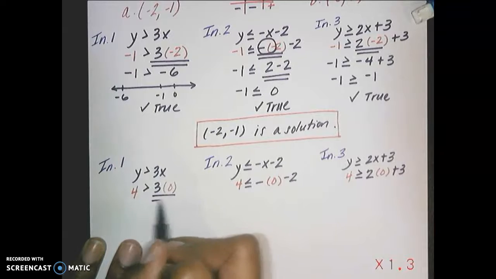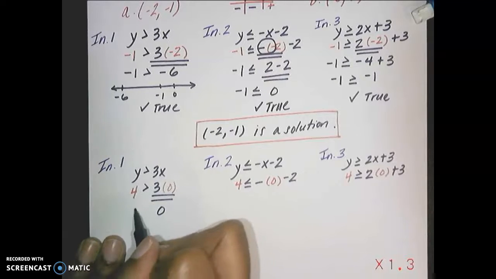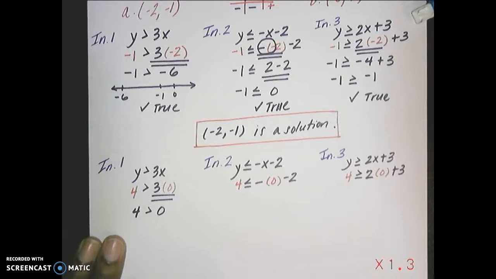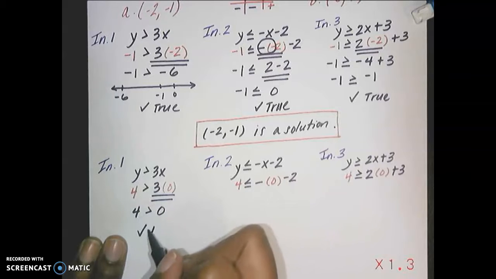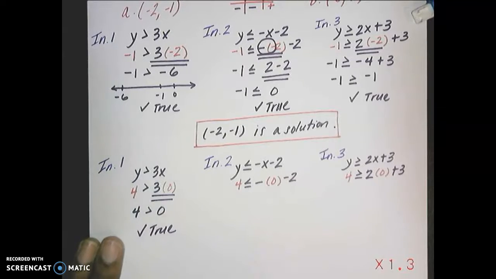Okay, so we want to know if 4 is greater than or equal to 3 times 0. 3 times 0 is 0. Is 4 greater than 0? Yes, it is. I'd rather have $4 than no dollars. All right, so that one is true.